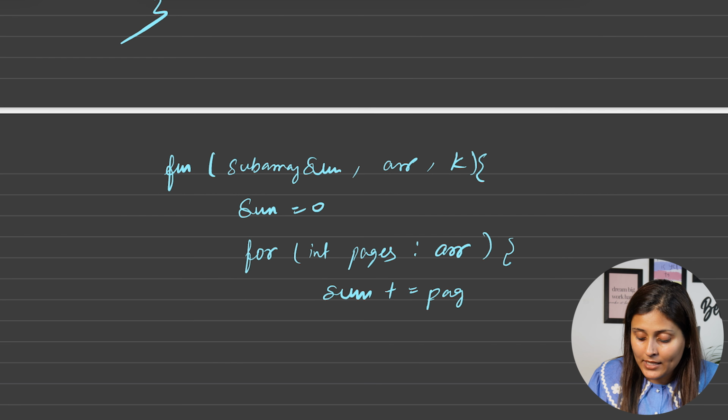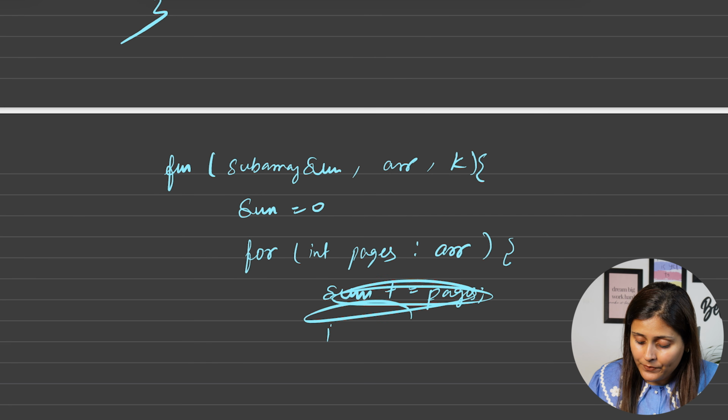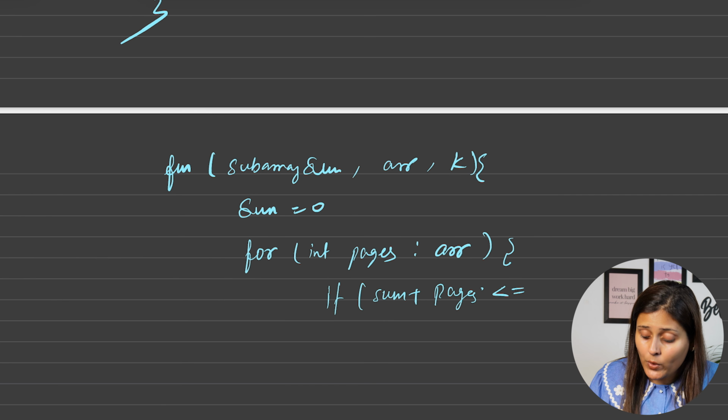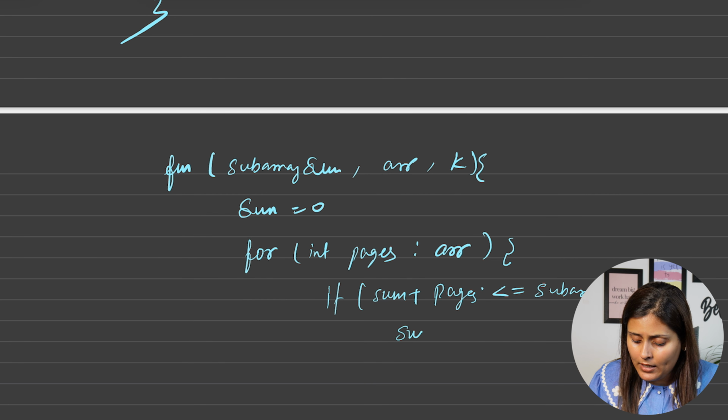We will keep on adding the pages in the summation. But before adding this, you can check if sum plus pages is less than or equal to what? The subarray sum which we are looking for. If it is less, then definitely adding this makes sense. So we will do sum plus equals pages.